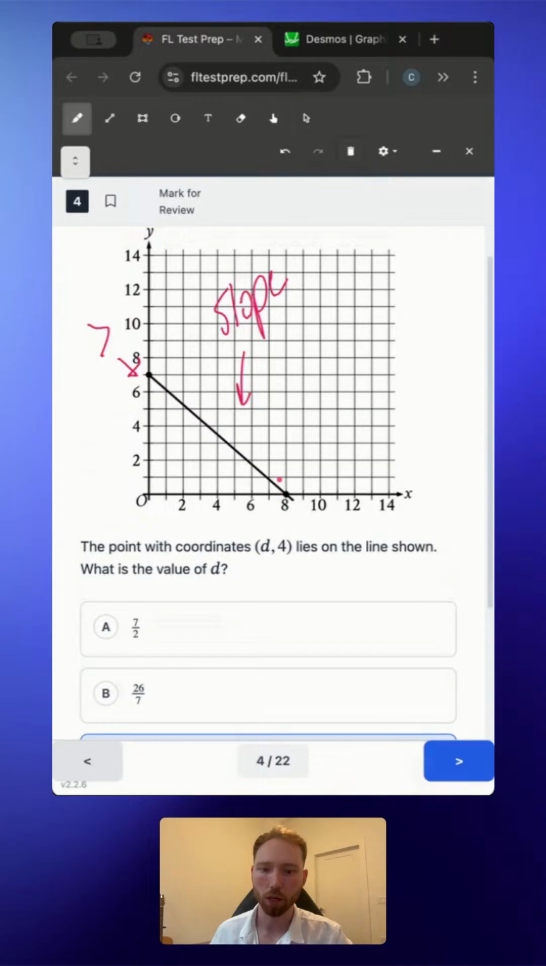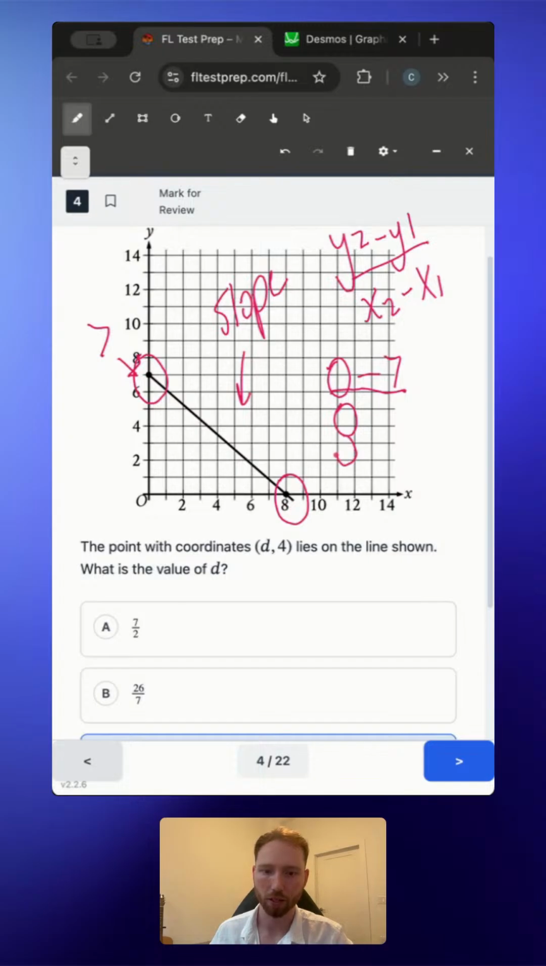You want to take the two points, (0, 7) and (8, 0), and do y2 minus y1 over x2 minus x1. So here's how we do it. We're going to take our y2, which here is going to be 0, minus our y1, which is 7, all over our x2, which is 0.